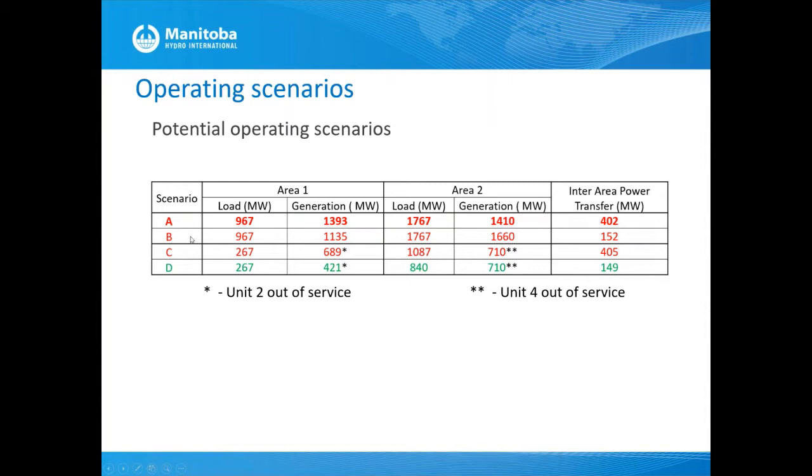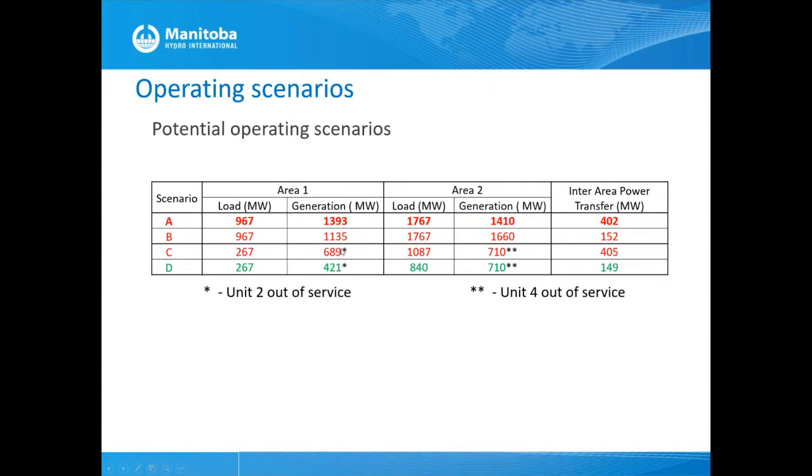If you look at scenario B, you can notice the load is the same, but there's a slight change in generation. Area 1 generation has decreased and area 2 generation has increased, so the power transfer from area 1 to area 2 has reduced from 400 megawatts to 150. In scenario C, load has decreased, both in area 1 and area 2.